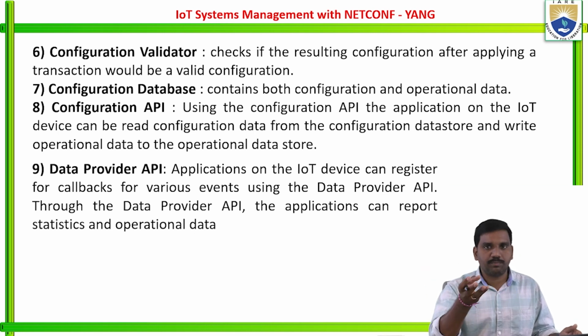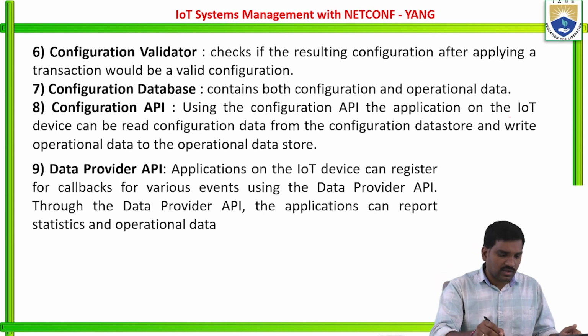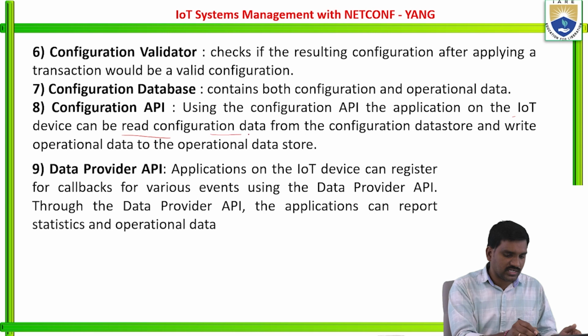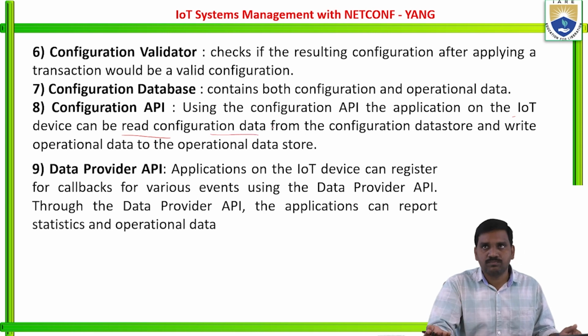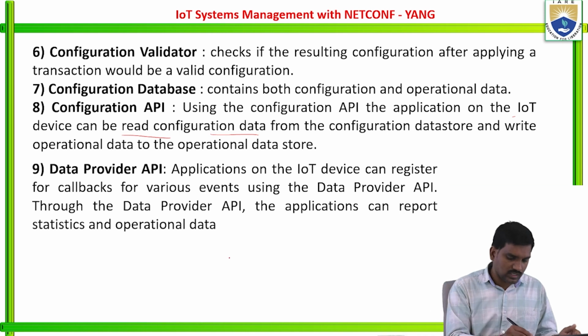Next, the configuration API. Using the configuration API, the application on the IoT device can read configuration data from the configuration data store and write operational data to the operational data store. That means there are two databases here. One is the configuration data, which can be verified by the configuration data store.